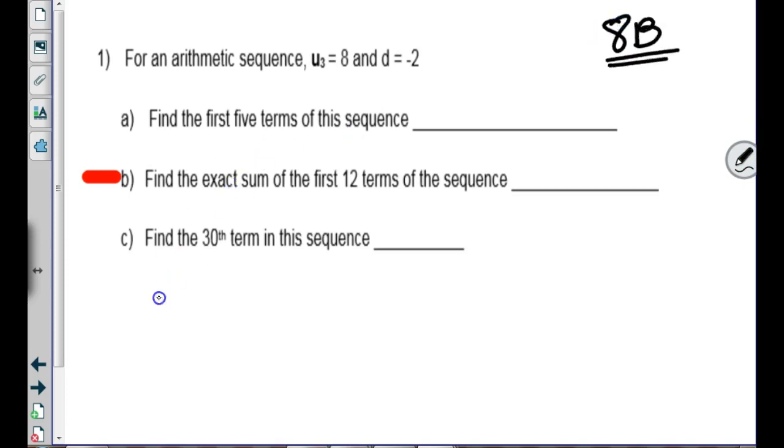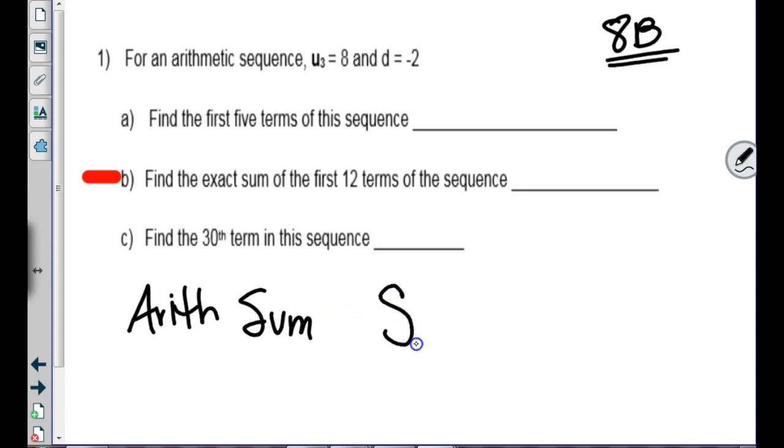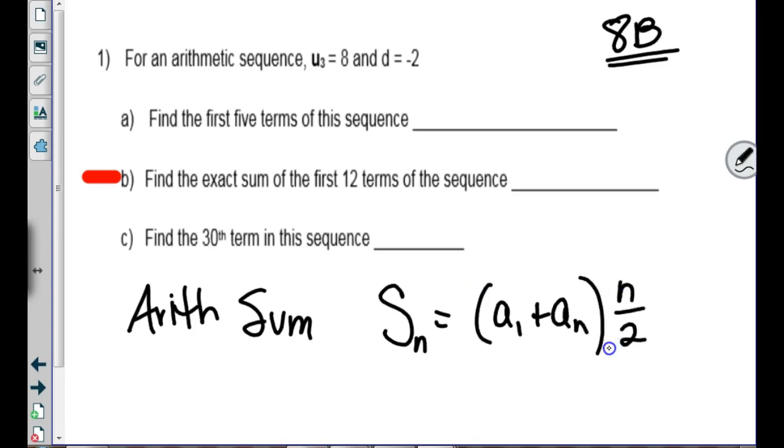We are doing arithmetic. Does anybody remember the formula for sum? It's on the sheet. The sum of n terms is, remember this is the one where you take the first term and the last term, and then you multiply by the number of terms divided by 2. Does that sound familiar? I think it might look a little different on the sum sheet. But is everybody okay with that form?